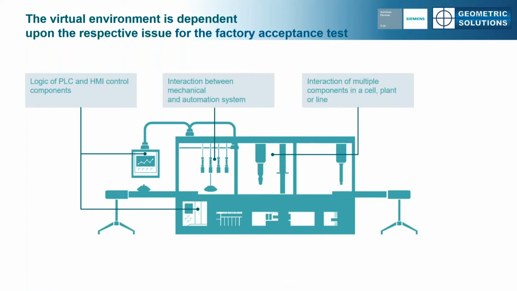When it comes to this virtual environment though, what are we talking about? Well, at the machine level, we're talking about taking the logic of the PLC, taking the HMI, and making those virtual. Taking the mechanical and then the automation system, virtual. And this can be done at a cell, a plant, or a line level.